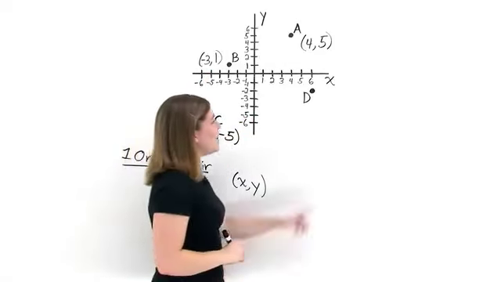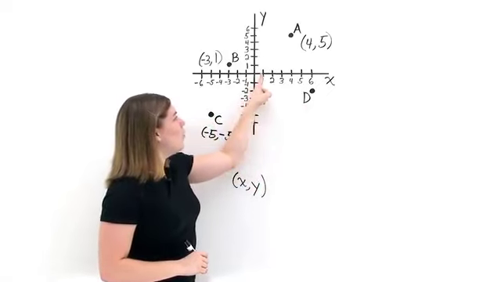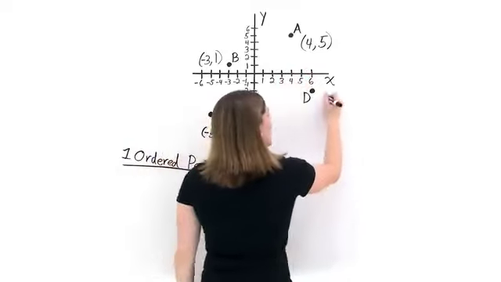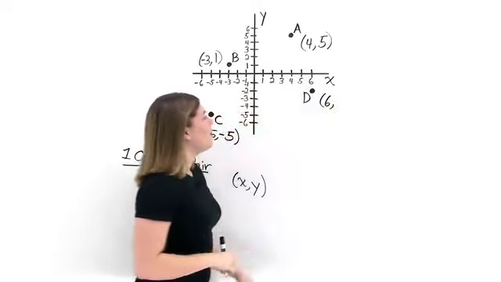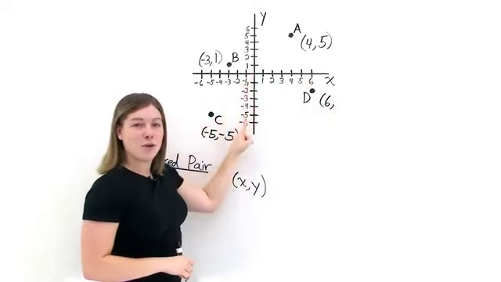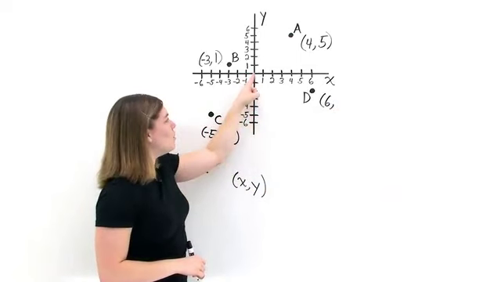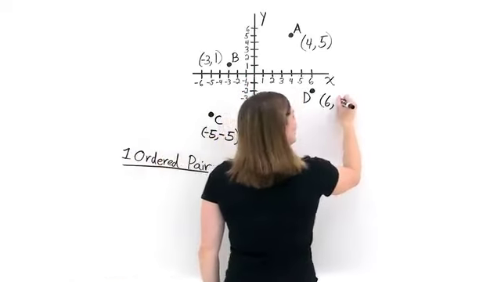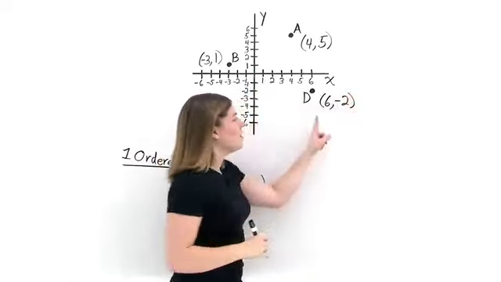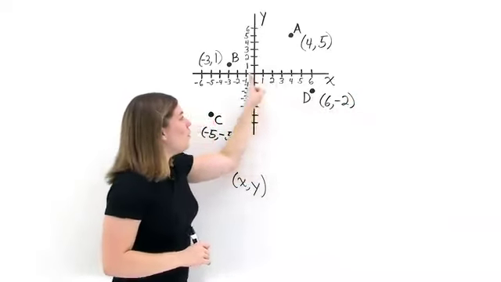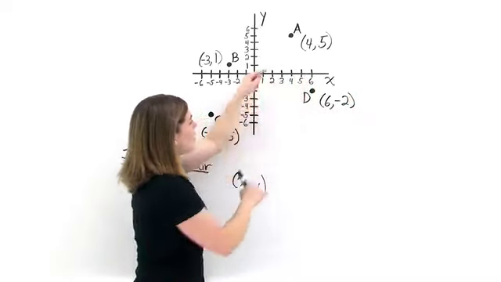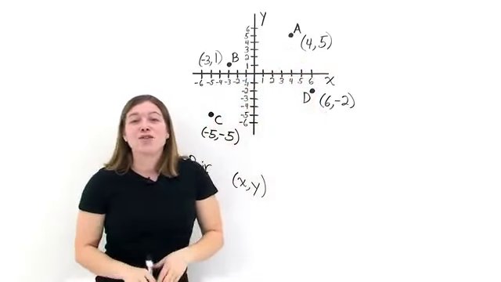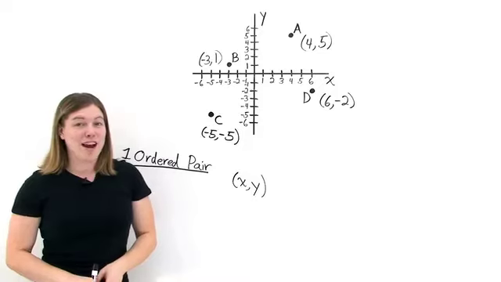Last, let's identify D. We count on the x-axis, 1, 2, 3, 4, 5, 6. There's D, when x is 6. Now for y. Again, we have to count down, or into the negatives, on the y-axis. So we start at 0 and count -1, -2, and we find D. So D is at the ordered pair 6, -2. When x is 6 and when y is -2, those two points come together and we find D. So now we've labeled each one of our ordered pairs.